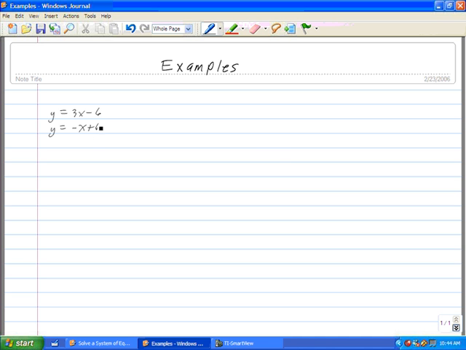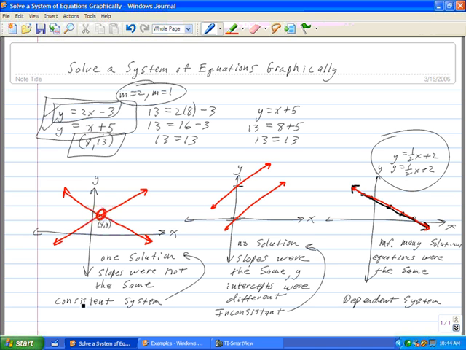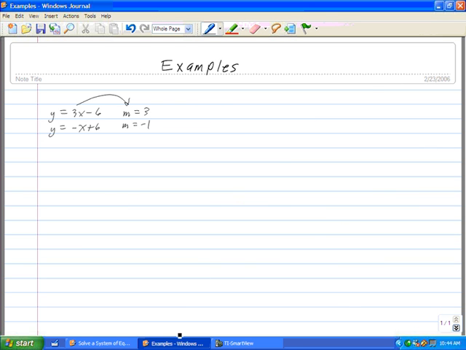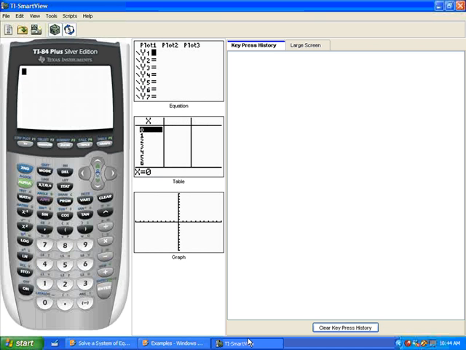All right, now I'm going to look at this first of all, and I can see in my first equation I have a slope of 3. In the second equation, I can see I have a slope of negative 1. Since the two slopes are different, I've got a consistent system, and I know I'm going to have only one solution. Now, some books might suggest that you try to graph this by hand and solve it. That's really not the best way to do it. Not many people can draw that graph neatly enough to come up with that solution. So let's go to the calculator.